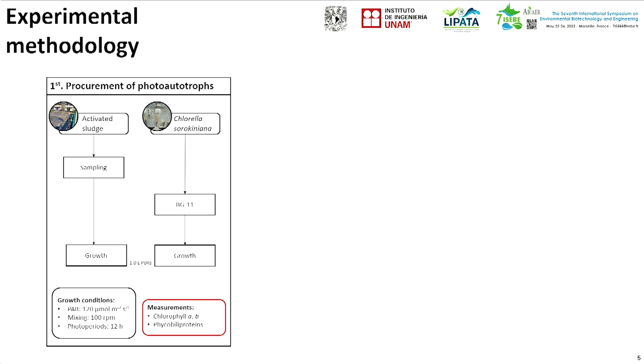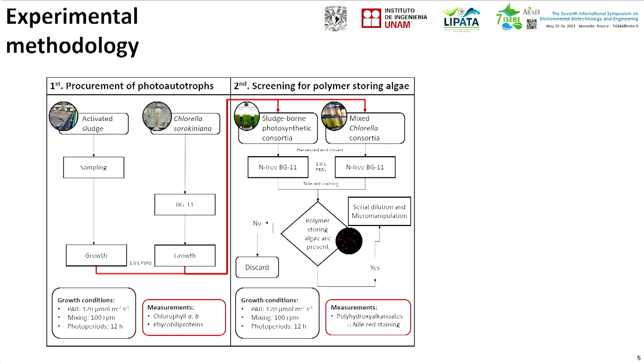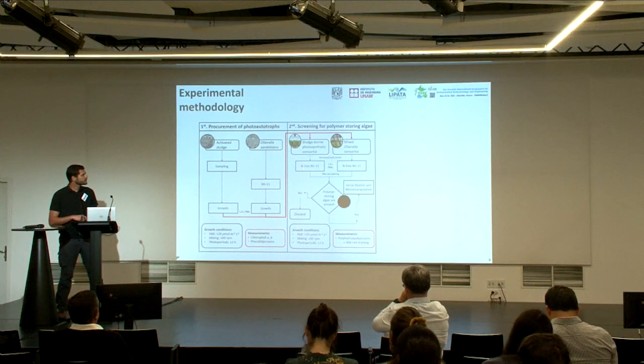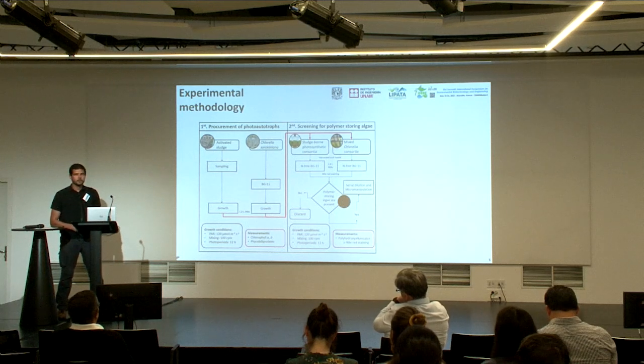Then, after procuring this first photosynthetic consortium, we proceed to the screening, or the identification and retrieval of the polymer accumulation or the polymer storing algae. For this, all the consortia that were generated in the first step, we harvested or centrifuged them and rinsed them with distilled water in order to eliminate any residual nutrients. And then we subjected these consortia to a nitrogen-free BG11 medium in order to promote the accumulation of polymers.